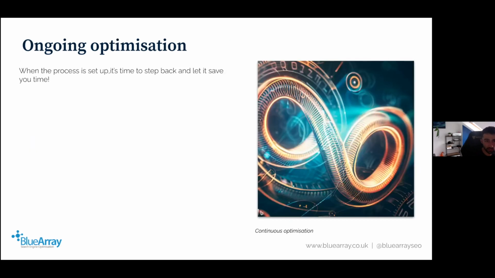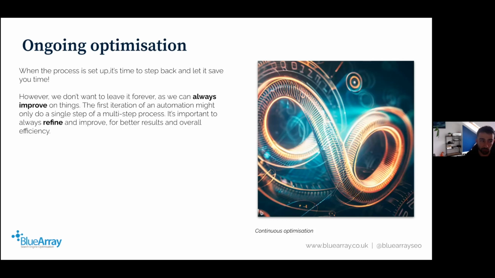So when that process is set up, it's just time to step back and then basically let it save you time. However, we don't want to leave it forever. We don't want to leave that kind of automation alone, as we can always improve on things. As an example, that first iteration of an automation might only do a single step of a multi-step process. So that workflow that you might have defined earlier on, you might only automate the first step of that workflow. It's important to always refine and improve for better results and overall efficiency.